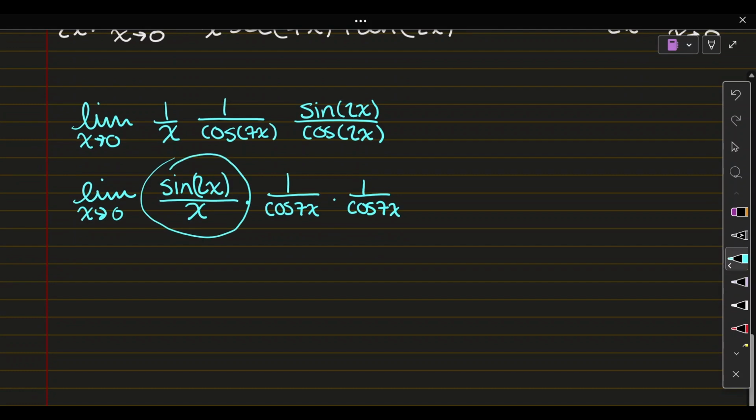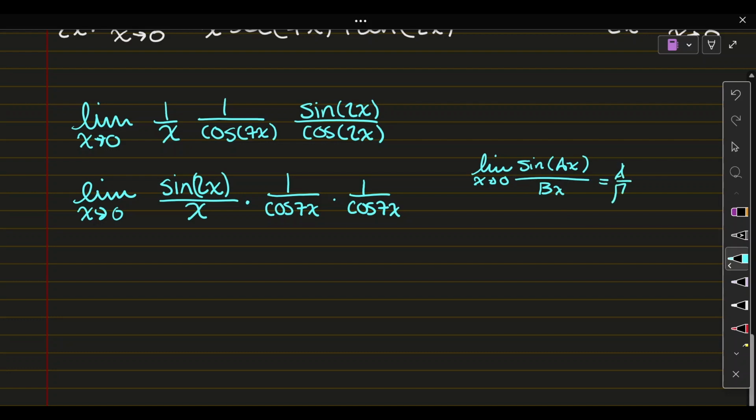Now, this is one of our identities, right? So it's the limit as x goes to 0 of sine ax over bx equals a over b. So my a is 2 and my b is 1, so this just gives me 2 over 1. The limit as x goes to 0 of cosine 7x is going to be 1, so I have 1 over 1, and then times 1 over 1. So overall, I'm just left with 2, and that is my final answer.